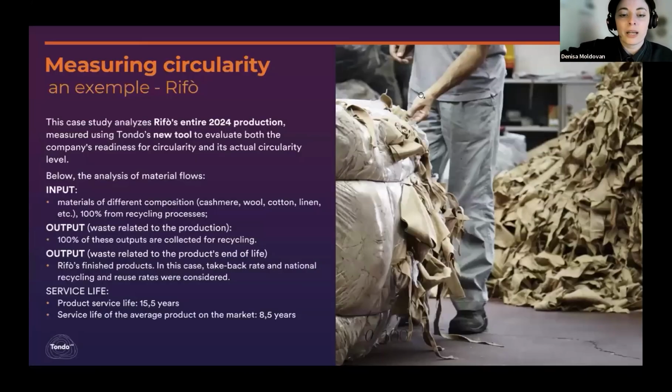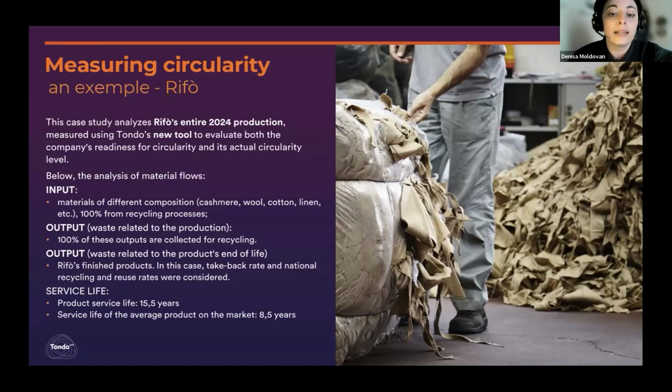But I think that the last part could be very interesting because here we can see the measurement case of the reality that Nicolo presented before. So a real example of our new tool in action is REFO's 2024 production assessment. In this case, the new company tool developed by Tondo was used for the measurement in order to assess both the company level of readiness for circularity integration through the enabling indicators, but also its actual degree level of circularity through the impact indicators.